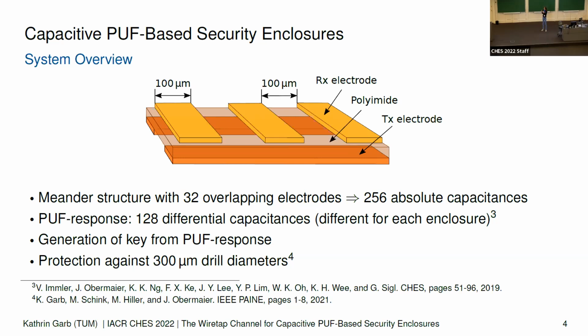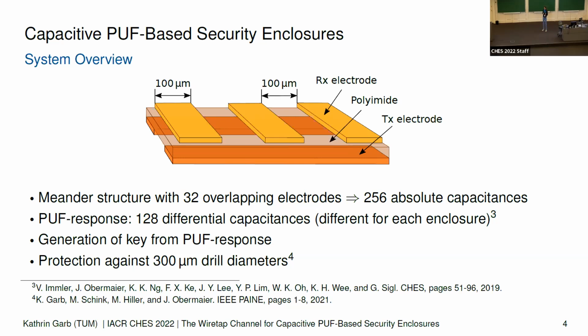To remove this dependency, you subtract these capacitances and you end up with 128 differential capacitances that form the PUF response. And this PUF response will be different for each enclosure. From the PUF response, you generate a key.